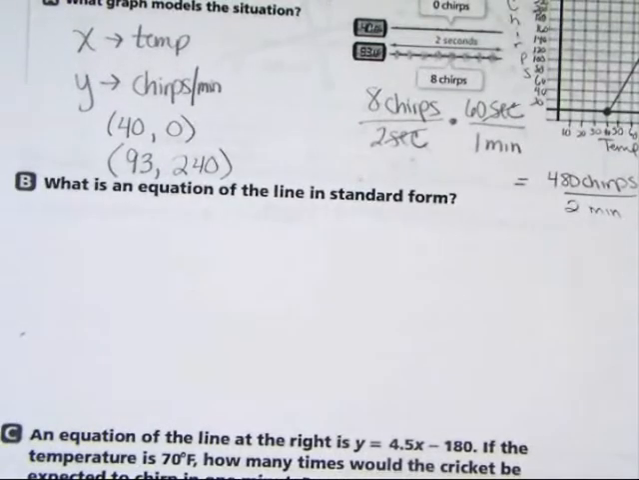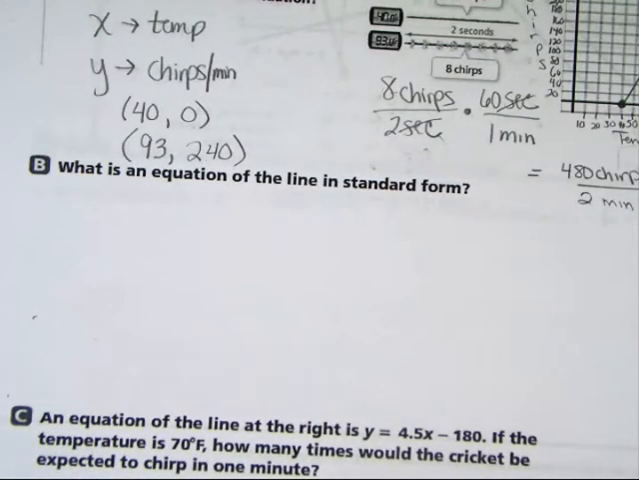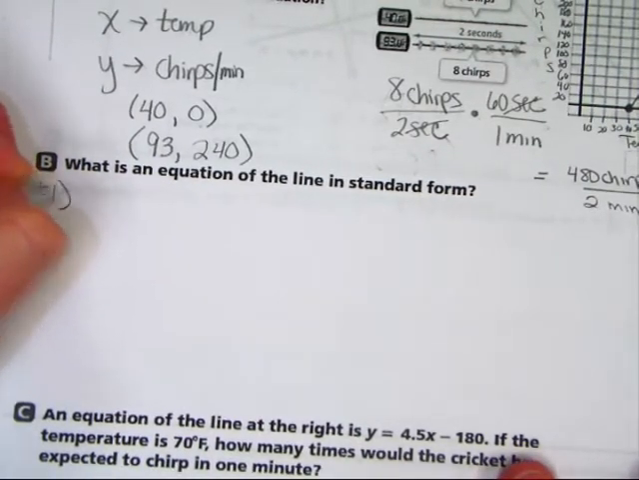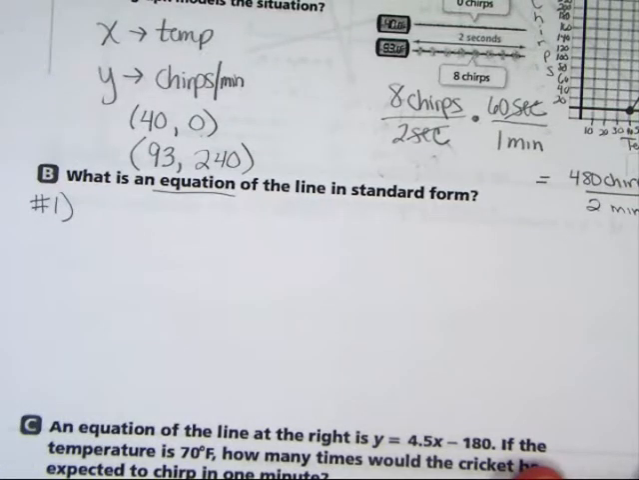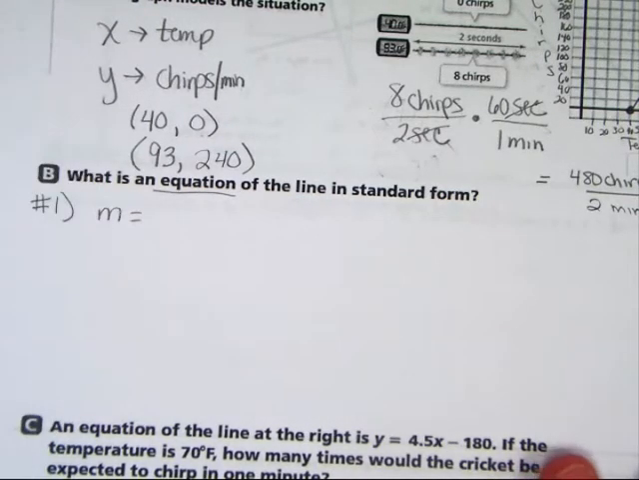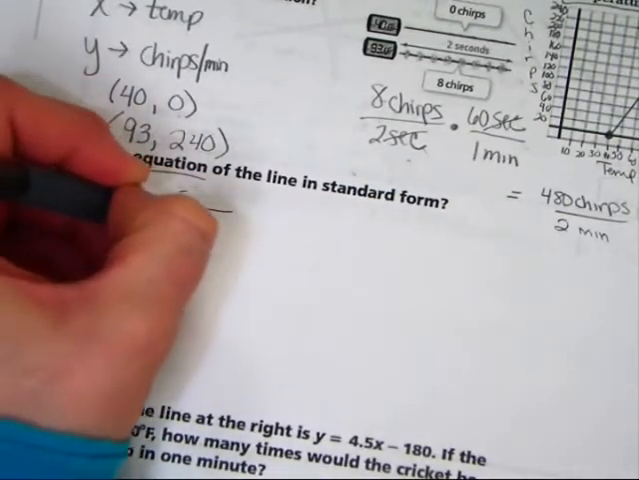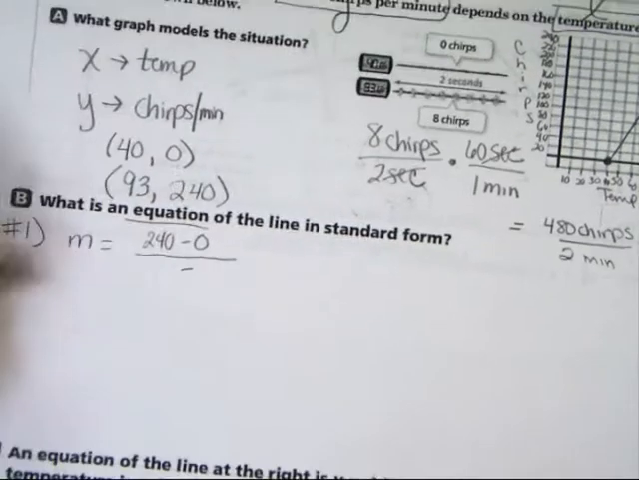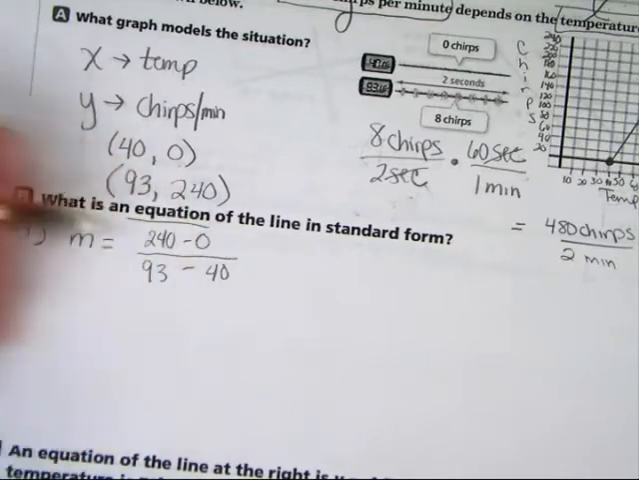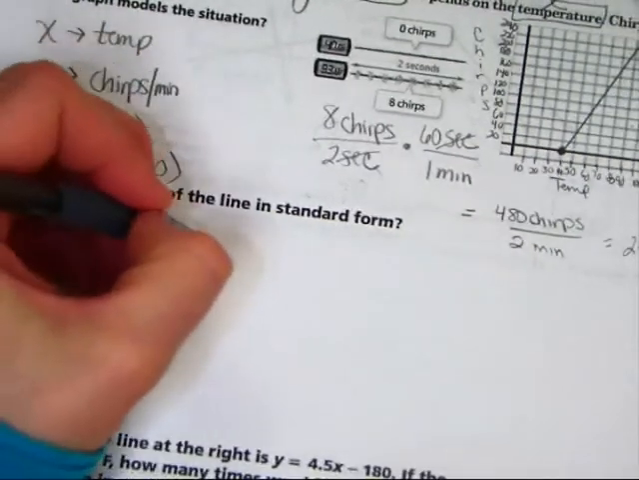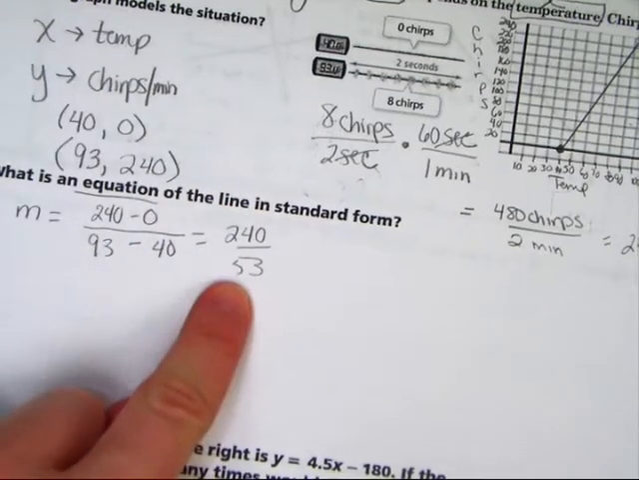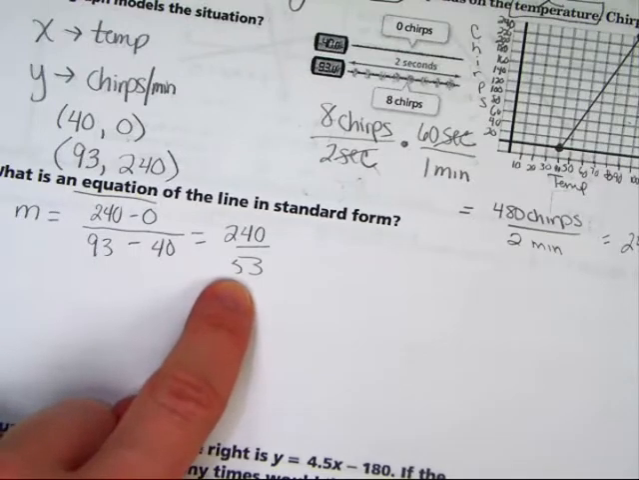Now it says, what is the equation of this line in standard form? All right, now we're going to have to come up, first of all, with what? What is the number one thing when making an equation? You should say, I need to find the slope. You would be correct. So we draw the skeleton, and we put the y values on the top. 240 minus 0, and 93 minus 40. So we use our 2 points to find the slope. That makes 240 over 53, and we're going to see if that reduces. No, nothing goes into 240 and 53, so that is our slope.